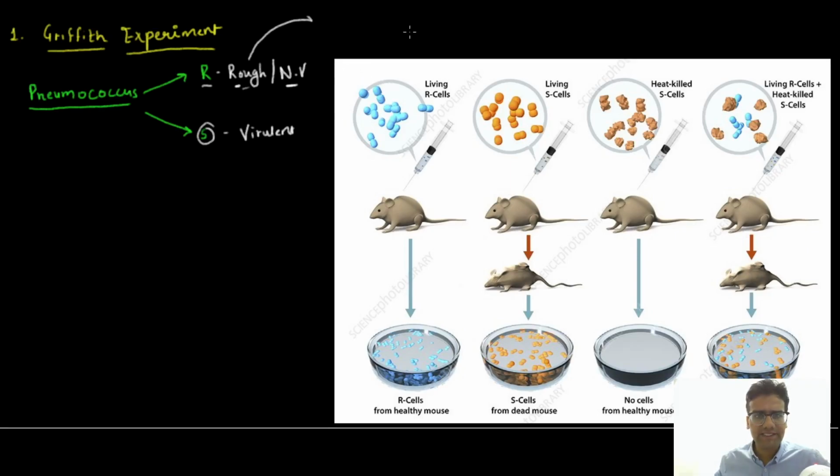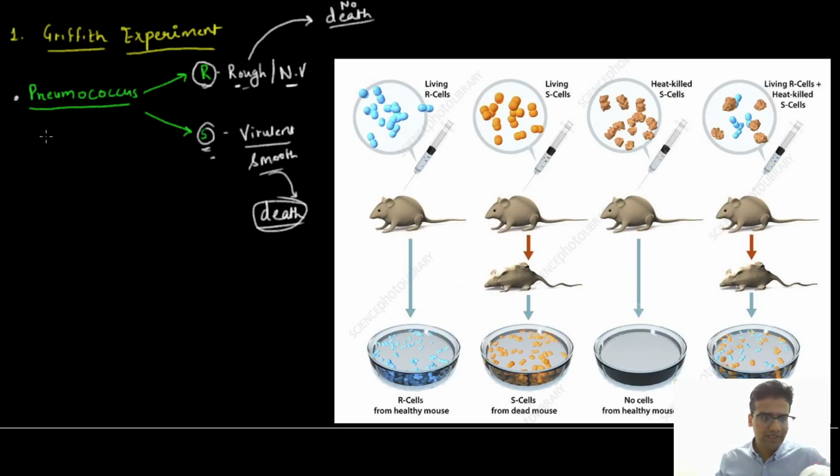R form is the rough, non-virulent form. If we inject it into some organism like mice, death of the organism will not occur. Yes, there will be infection in the mice, but there is no death. But the S form is the virulent or smooth form. When we inject the S form into mice or any other organism, death occurs. So this is the toxic, virulent form, and the R form is the non-virulent or rough form.